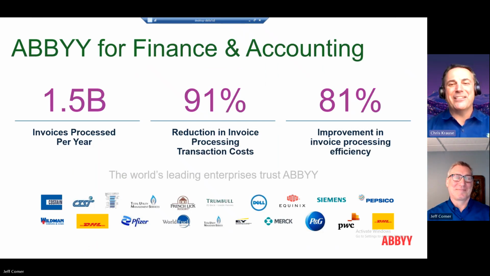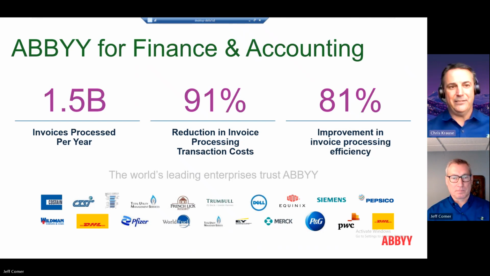So our first piece of technology that's going to save the day is ABBYY. ABBYY's been in the automation and intelligent processing space for decades and has a lot of experience specifically with accounts payable. You'll see here they've got 1.5 billion, that's billion with a B, invoices processed per year, with a 91% reduction in invoice processing transaction costs and an 81% improvement in invoice processing efficiency. And they work with the biggest companies out there. So they've seen every type of invoice come through their system.